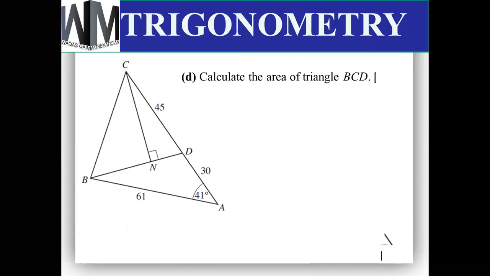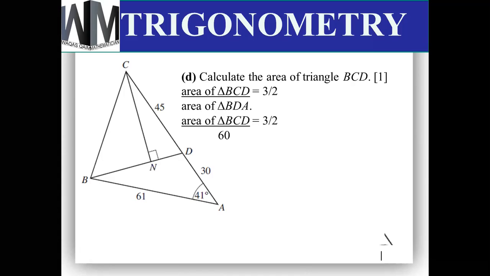Calculate the area of triangle BCD. Now in part D, we have to calculate the area of triangle BCD. For this one, we are going to use the relation which we have proved in the last part. Area of triangle BCD over area of triangle BDA is equal to 3 by 2. We have calculated the area of triangle BDA, which is 600, and then this 600 will be sent to the other side, so it becomes 900. Mistakenly it is written 60 here, but it is 600 in actual.